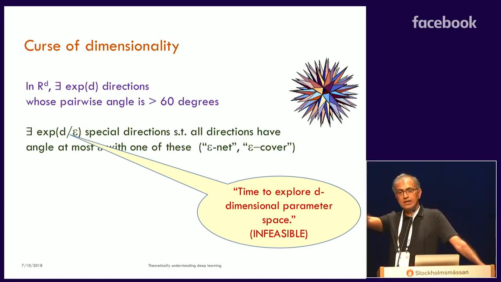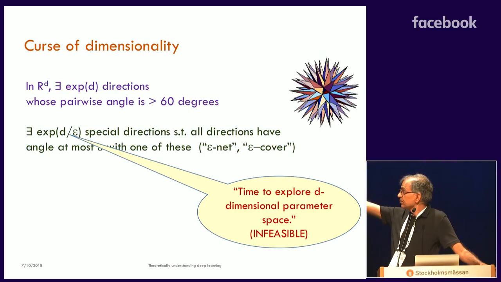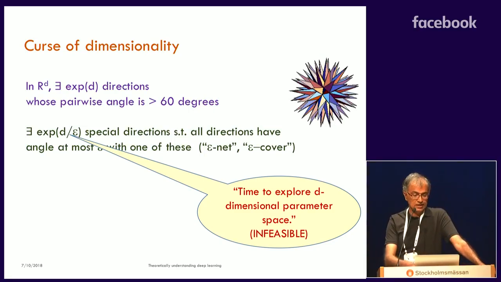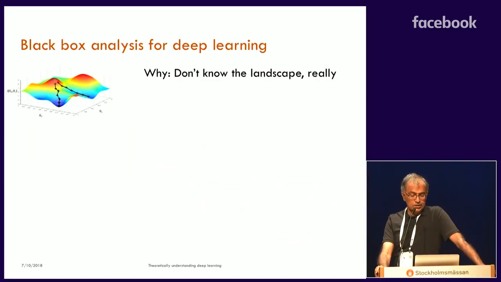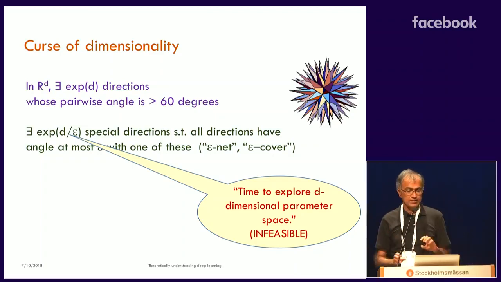So if you were just walking around in D-dimensional space until you hit a good solution, well, the time to explore a D-dimensional parameter space would be like this, and that's, of course, infeasible for any even modest D, let alone D being a million. Okay, so by the way, this sea urchin figure I'll put up whenever I use this fact about D dimensions.